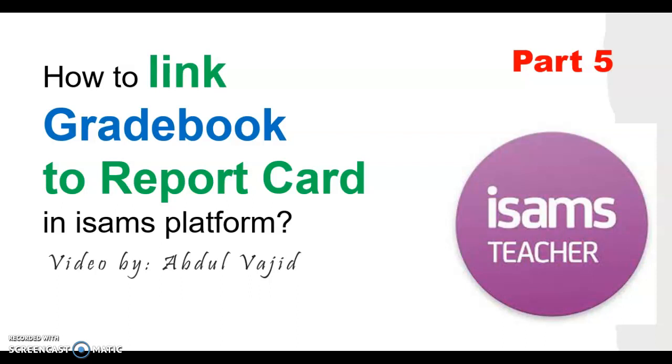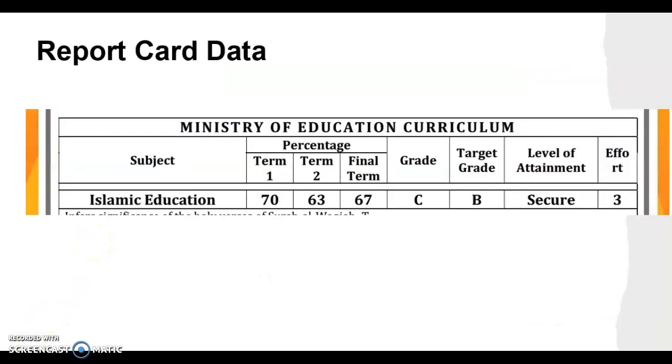In this video, we are going to see how gradebooks can be linked to report card. Actually, a final report card should have these many columns. Here you can see a screenshot of report card data. Here we have to include term 1 total mark, term 2 total mark, and final term, the sum of these two, then grade overall, grade, level of attainment, third key, and target grade. So we need these many data ready for report card.